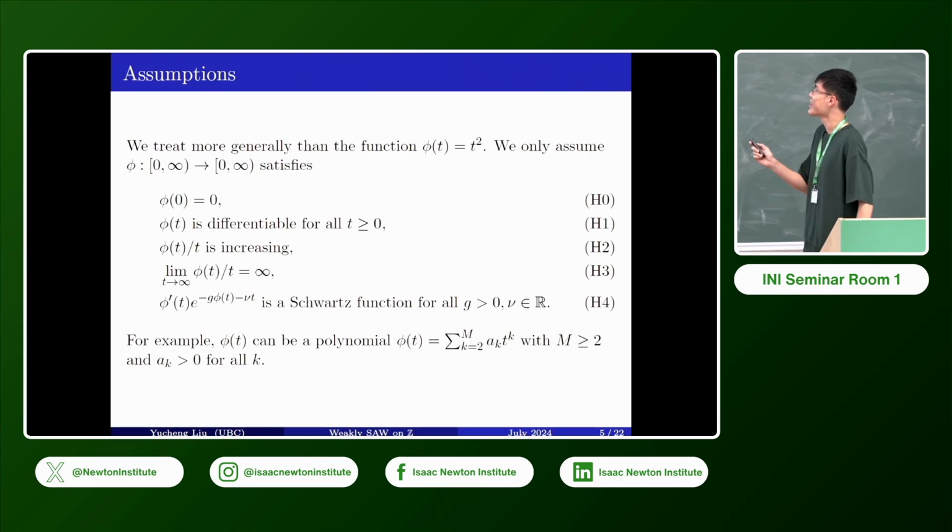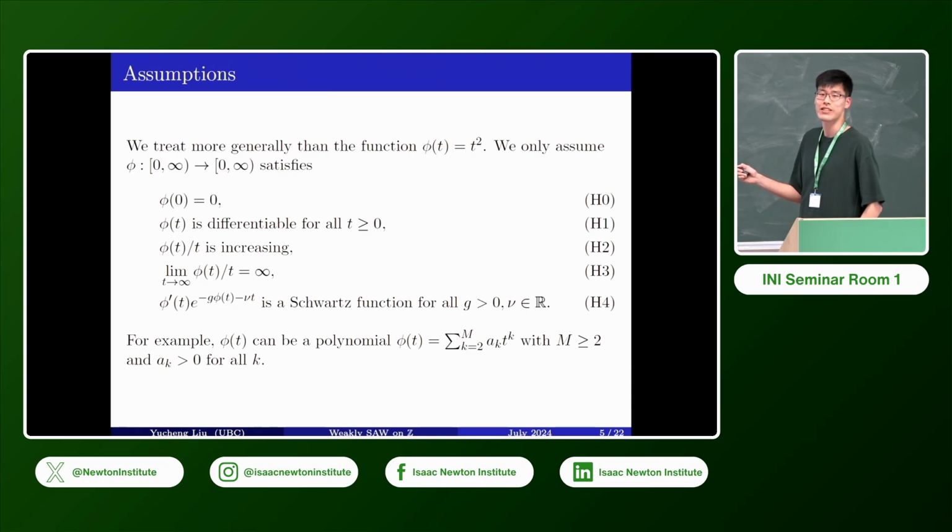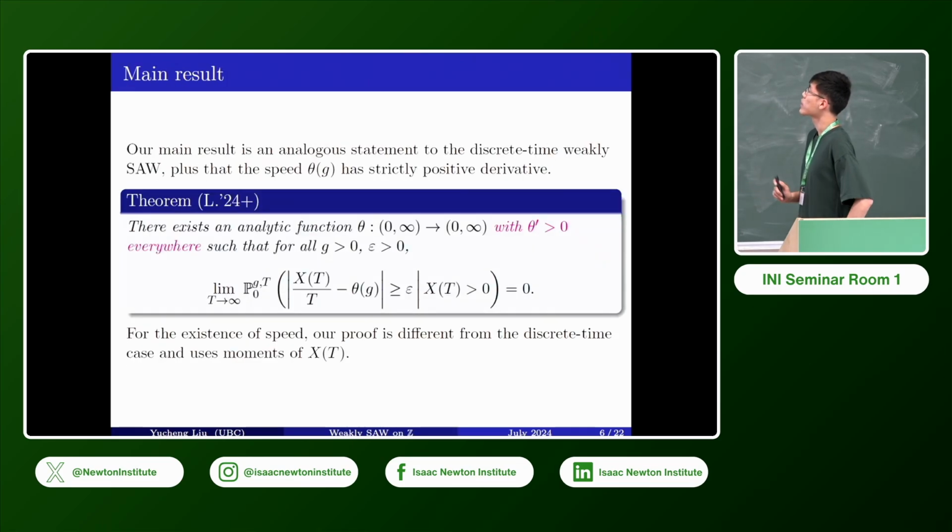Okay. Anyway, so for this talk, really we should think about phi of t just being t squared. That's the self-intersection time. But the proof works more generally. And we see really the same behavior for all these models. So let me talk about the main result.